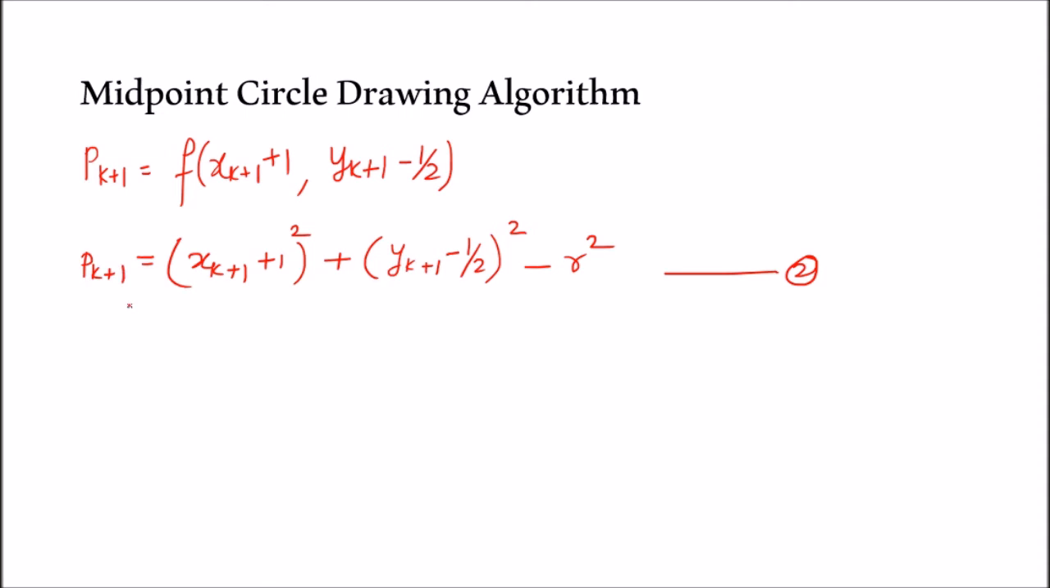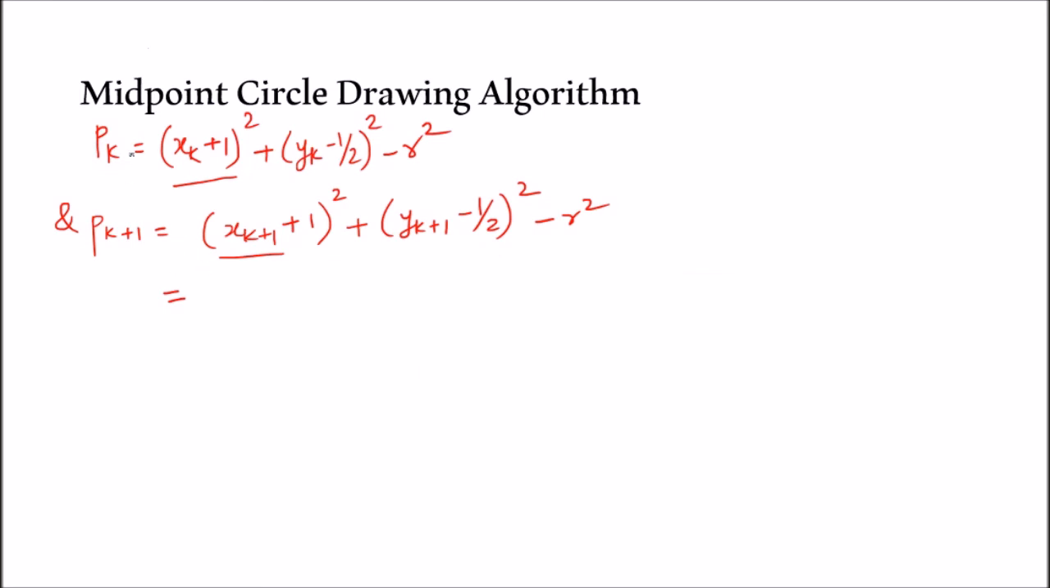Now we must find the relation between p of k and p of k plus 1. So we know p of k and p of k plus 1, and we'll simplify p of k plus 1. It is x of k plus 1 bracket square plus 2x of k plus 1 plus 1 plus y of k plus 1 minus 1 by 2 bracket square minus r square. Here you can find that this quantity is available in p of k, so we have to find a relation. This is available, but y of k minus 1 by 2 is not available, so I will make some changes to this equation.